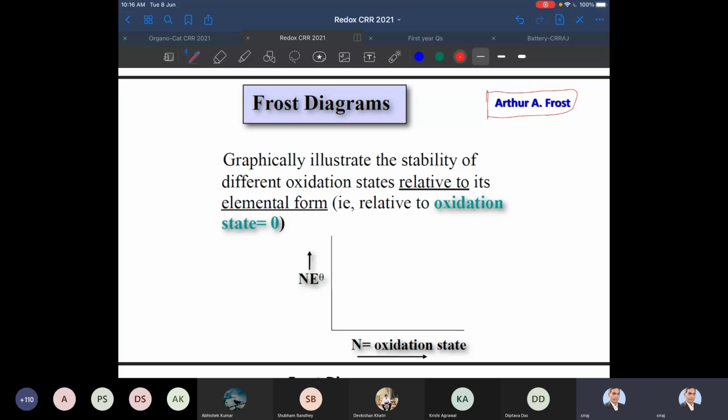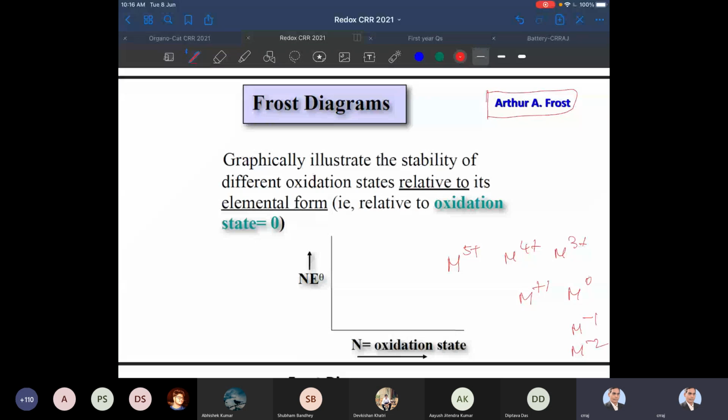That's the whole idea. So what it talks about here, as I have already drawn, is a graphical illustration of the stability of the different oxidation states of an element, keeping in mind, relative to its elemental state, that is zero oxidation state. Say, for example, I have M5+, M4+, M3+, say for example +1 and M0. Maybe you will have M-1, M-2. All these you may have.